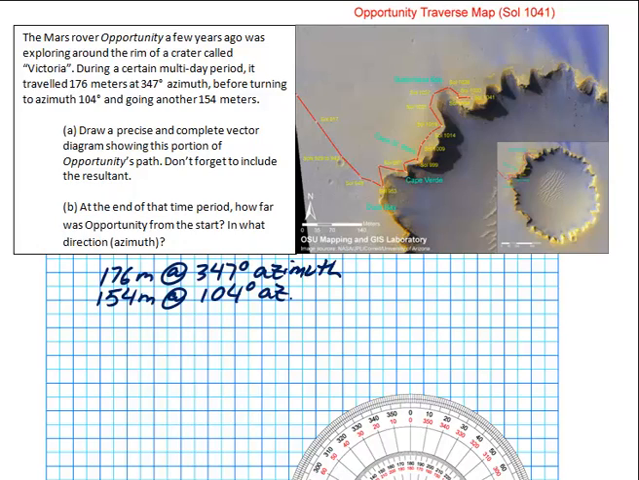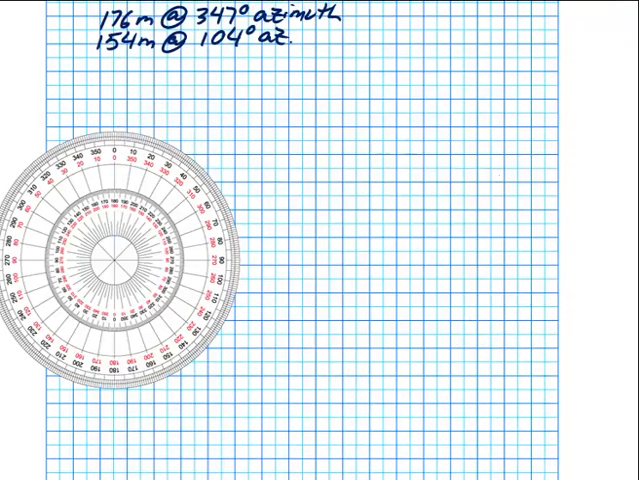Now I've gone ahead and I've written down the two legs of the trip. This picture over here is showing the full multi-day traverse. We're only doing two of these legs. The first thing I need to do is to set a scale, and the scale that I'm choosing is to use 1 centimeter on the paper to represent 20 meters in real life. So let's go ahead and start.